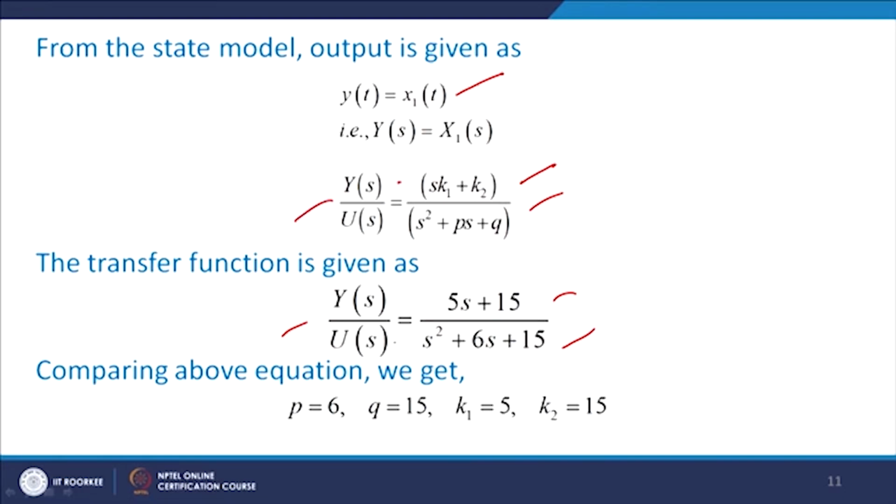After comparison we will find that this is p, and this is 6s. So p corresponds to 6. Now this q corresponds to 15, and k1 corresponds to 5, and k2 corresponds to 15. In this way we have determined the unknowns in the state space model.